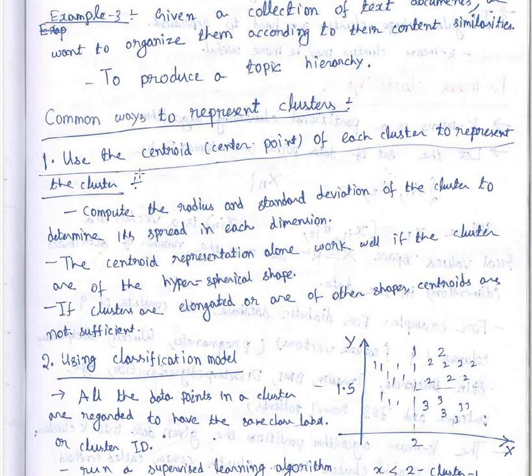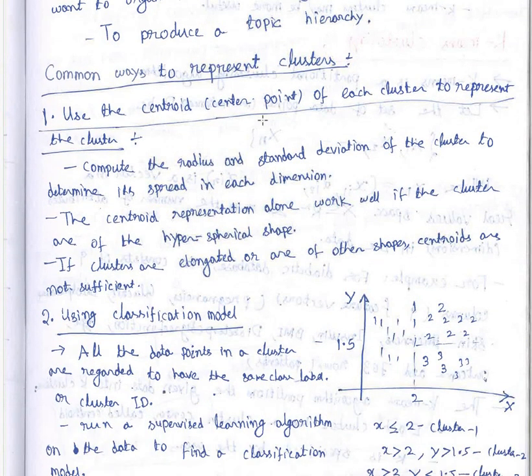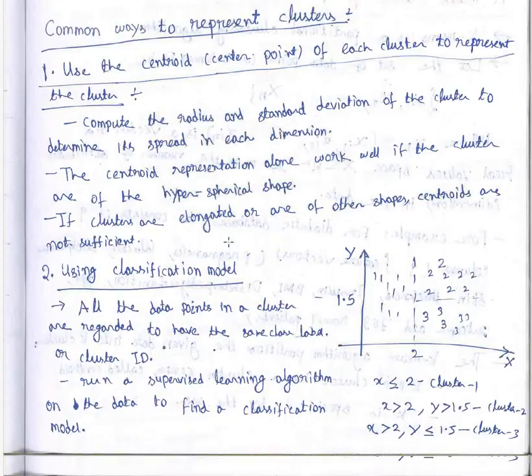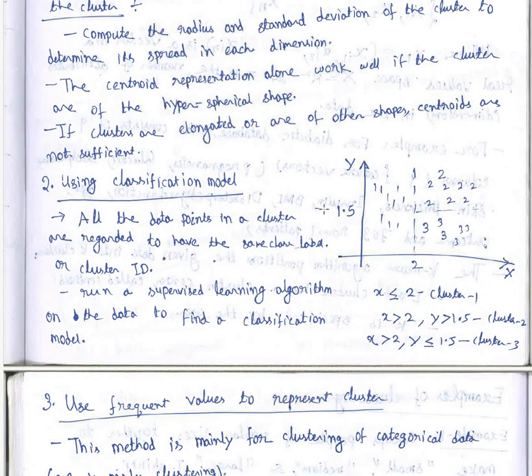So some common ways to represent clusters: use the centroid method, the center point of each cluster, to represent the cluster itself. Compute the centroid, the center point of the cluster, and reiterate it and find the final centroid value. Using a classification model, like here all 1s are classified as 1, 2 as 2, 3 as 3. We have labels here.